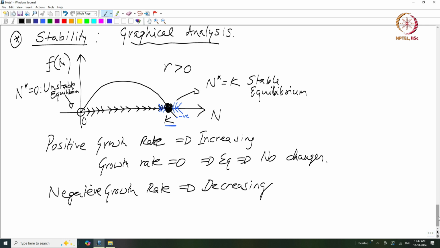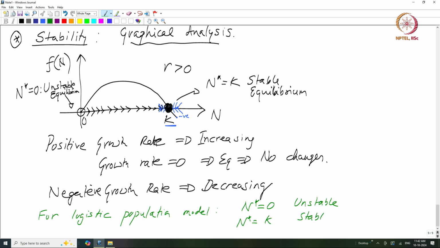Okay. So, to summarize the aspect of equilibrium in the context of logistic population model, n equals 0 is unstable, and n equals k is stable, for r greater than 0. We have assumed that the parameter r is greater than 0.